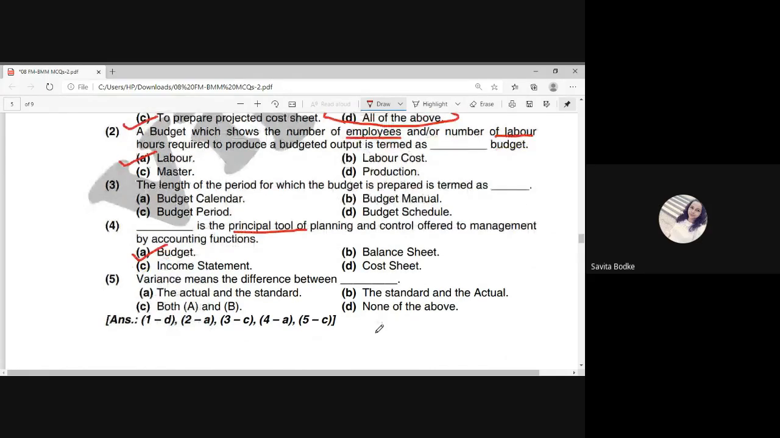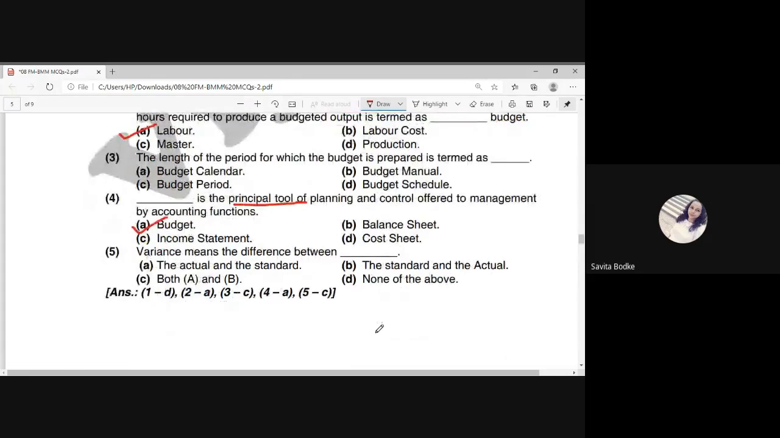Now the next one: variance means the difference between... There is always a difference between actual and standard, and again they have given you standard and actual. So the appropriate answer in this situation is the last option, option C. That is not the last option.